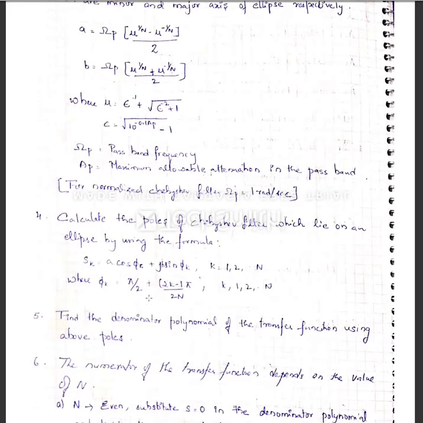Now with whatever poles you have, you will obtain the denominator polynomial of the transfer function. So your H of s will be 1 by (s minus each pole), depending upon how many poles you have got. We will just write it.